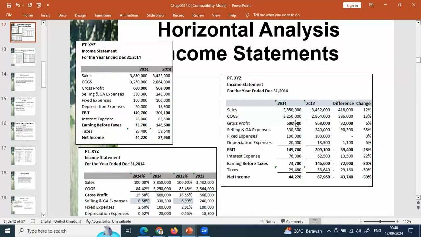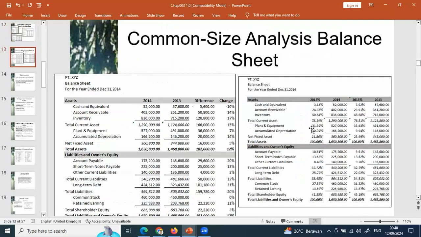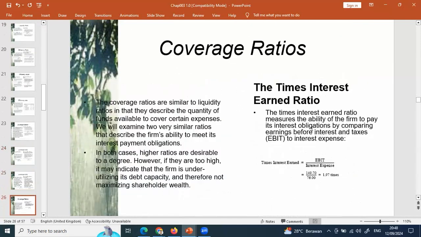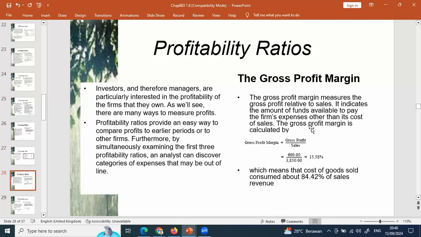600,000 divided by gross profit by net income. What is the ratio? Gross profit per sales, yeah. The sales is 380.50. So what is the percentage of the profit from the gross? 15% is the gross profit.